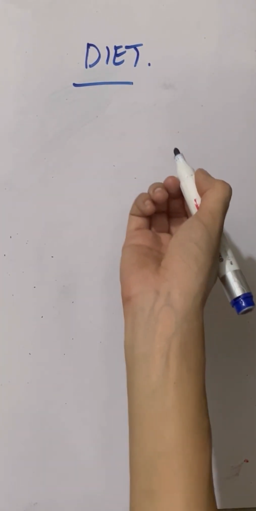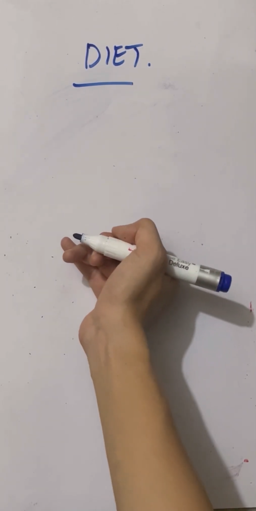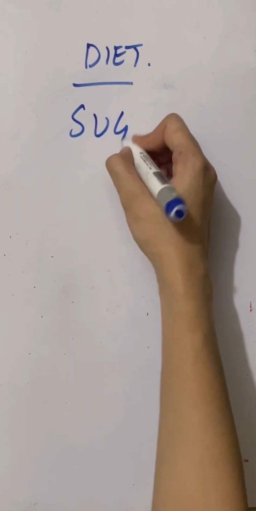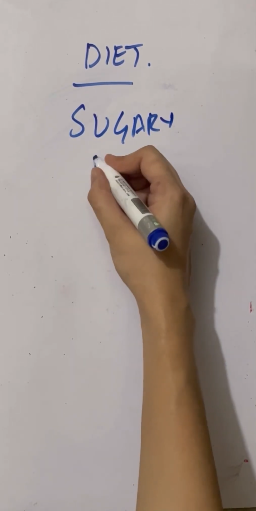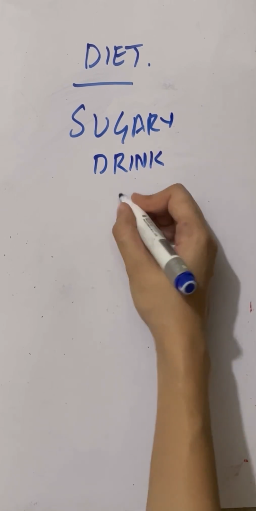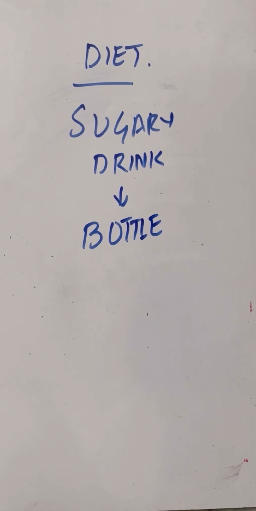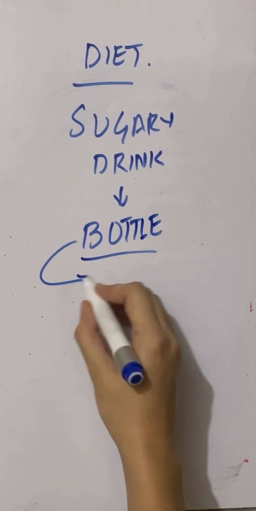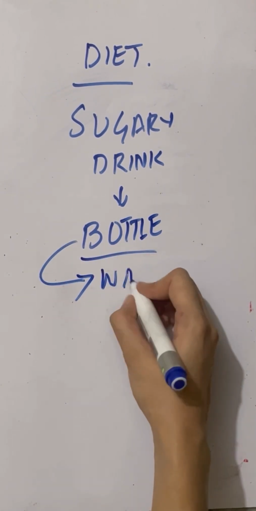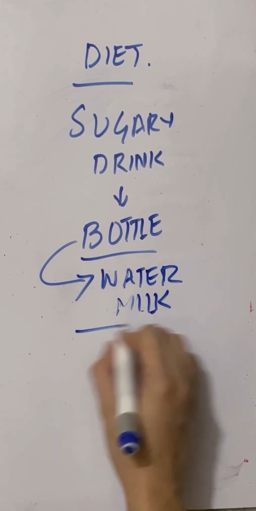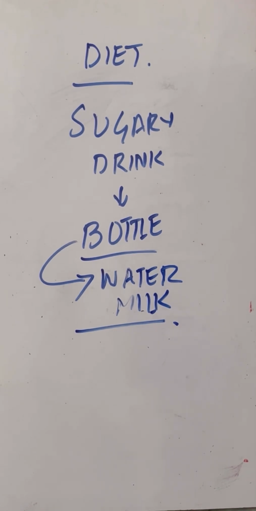Now we will discuss diet. As we all know, sugary diet is the reason for causing caries. So we should not give sugary drinks in a bottle. We should avoid giving sugary drinks or any kind of drink in a bottle. What we should prefer to give in a bottle is only water and milk.